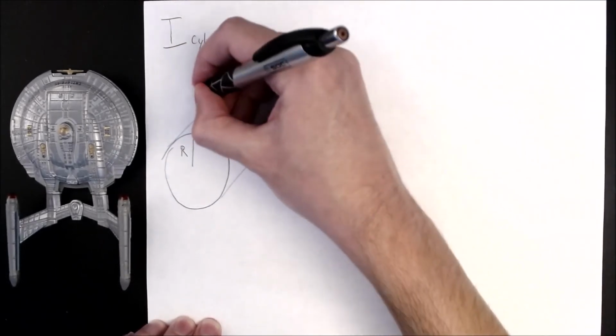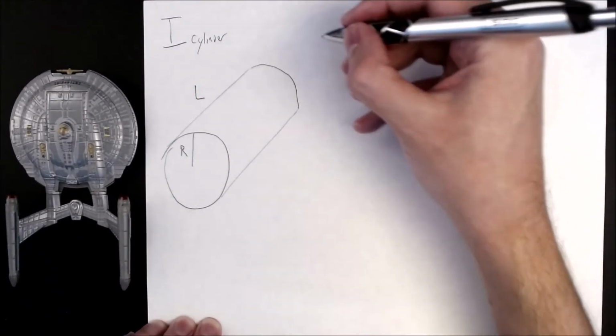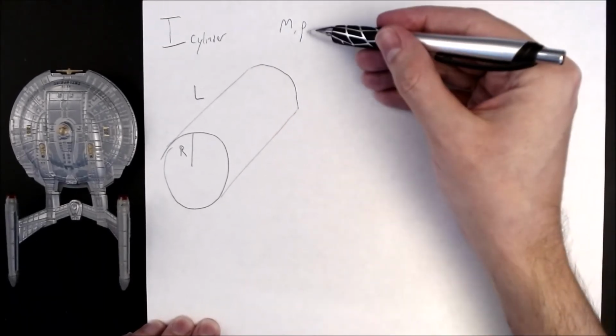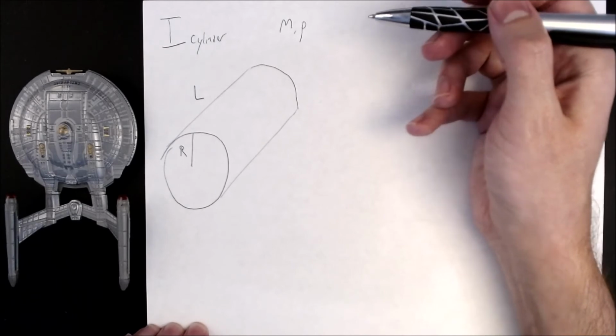I'm going to say the length of the cylinder is L. I'm going to say the mass of the cylinder is m, and its density is rho. That shape right there is a rho, Greek letter for density.